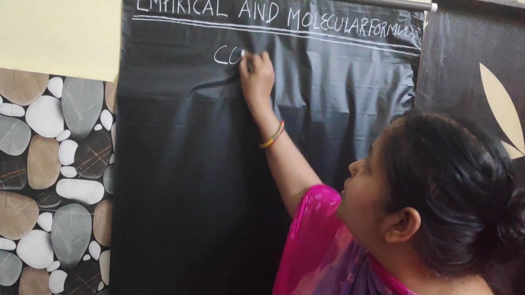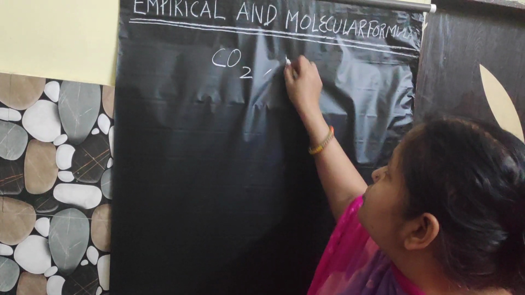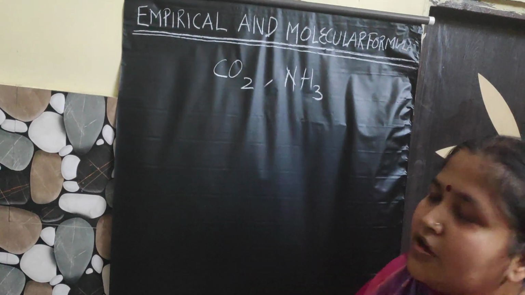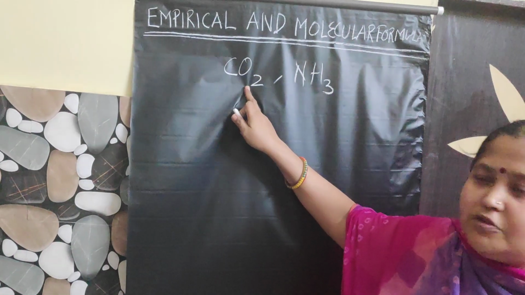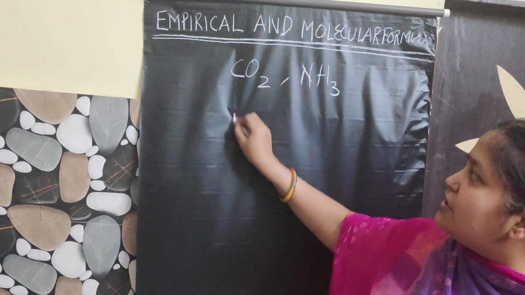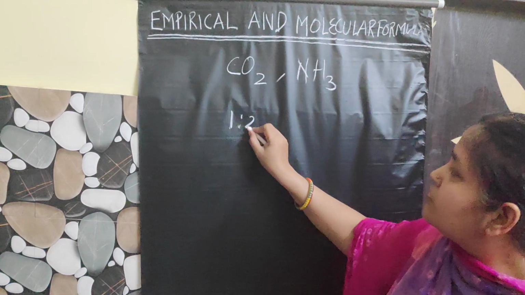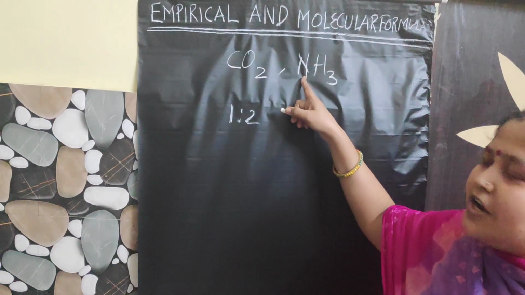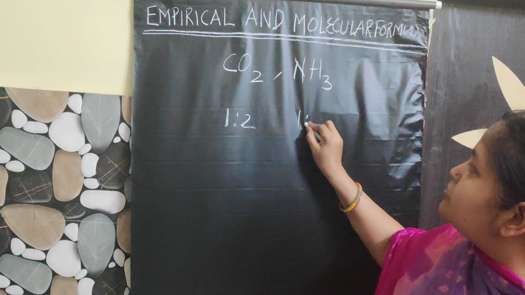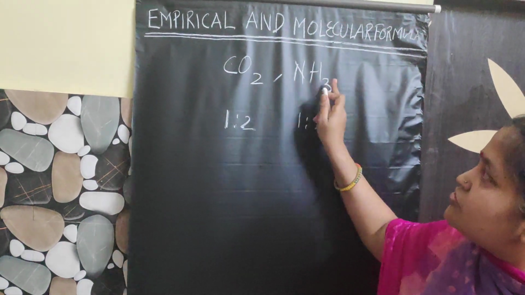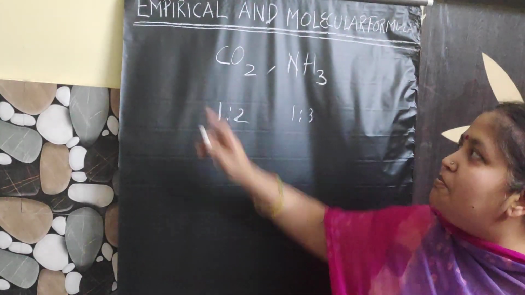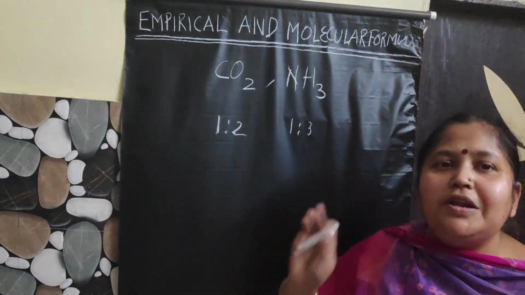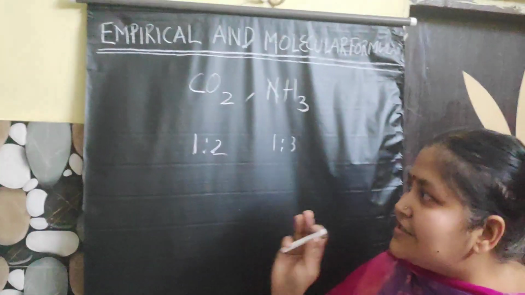Suppose we have carbon dioxide or ammonia, these formulas that were made. Here we can see it is 1 atom of carbon, 2 atoms of oxygen, so the ratio we can take as 1:2. Here we have 1 atom, 1 is the ratio, 1:3. So this is actually the exact ratio of the atoms, but the empirical formula is the simplest whole number ratio. That is the simplest ratio.